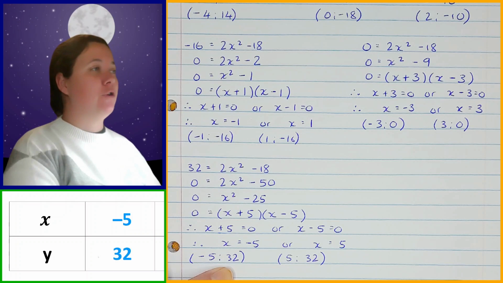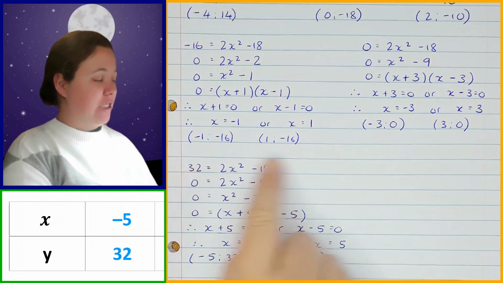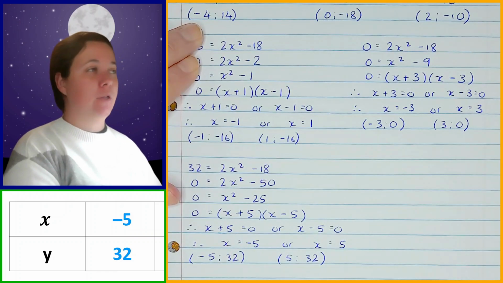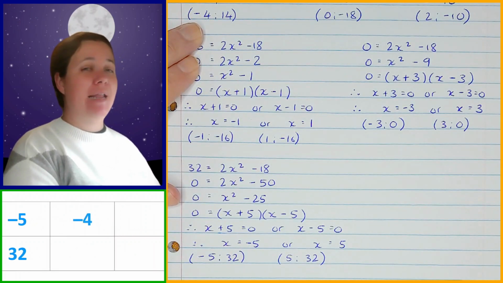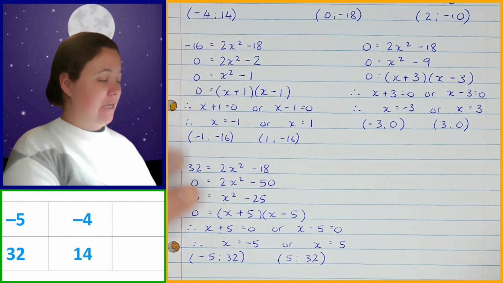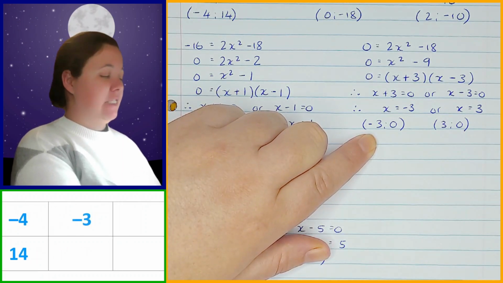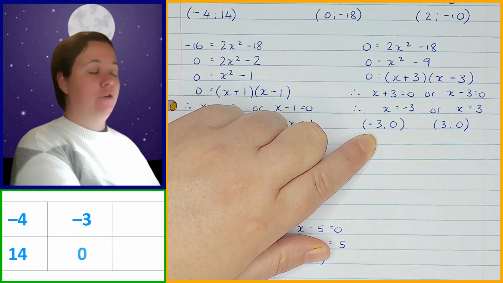Okay, so that's my first ordered pair. Now we're going to go on to the next x value, which is the -4 over here. So I have -4, and the corresponding y value is 14 in my table. Then the next x value is the -3 over here, so that goes next with its y value of 0.